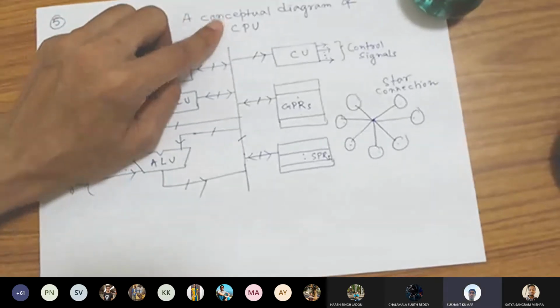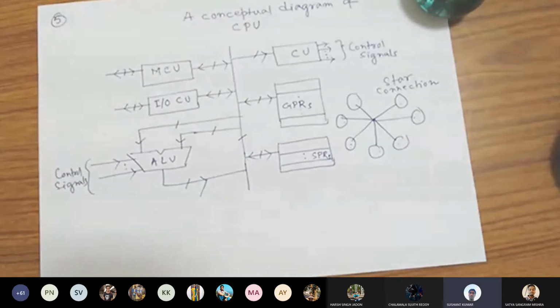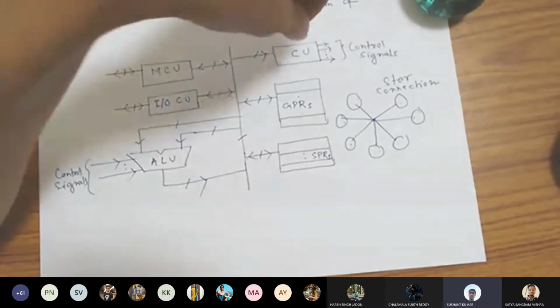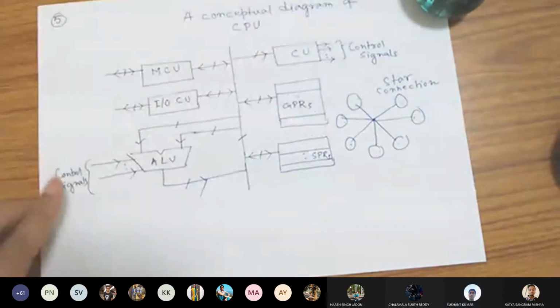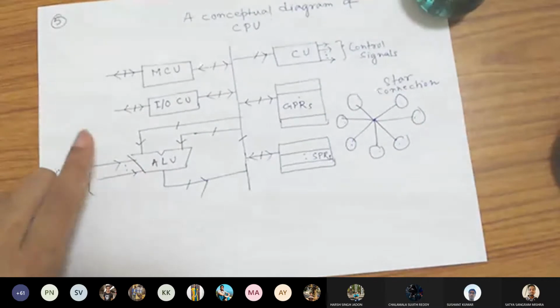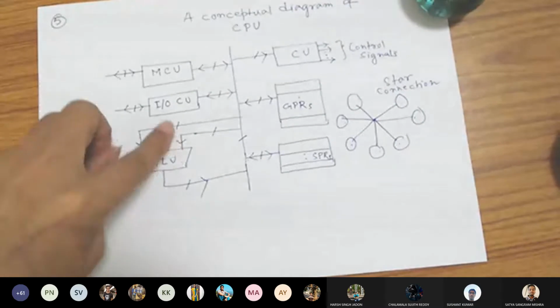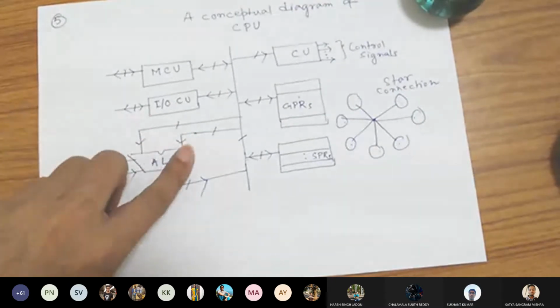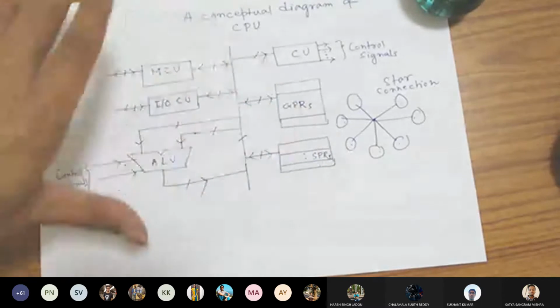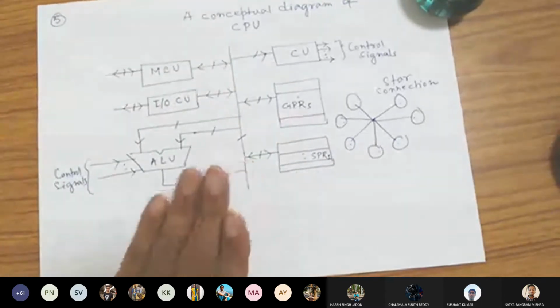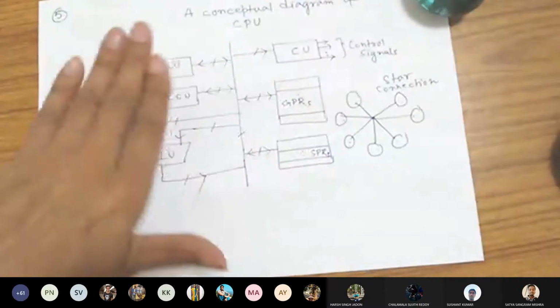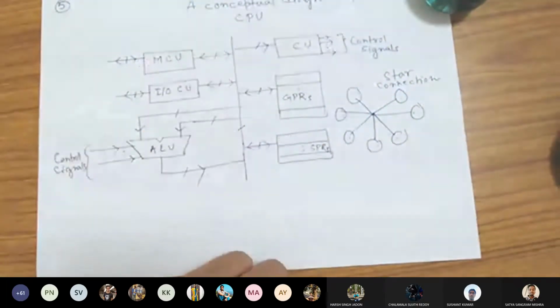Sir, control signals should also go to all the GPRs, SPRs, right? Yes, yes. Control signals should go to each of the other units. I have only shown the control signals here as if the operations are done here. Actually, operations are done involving every component. I am not showing control signals for other units. Without control signals, these units will not work. Even the control unit will also not work without control signals.